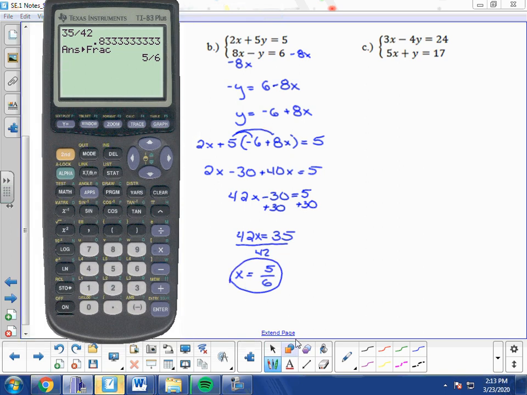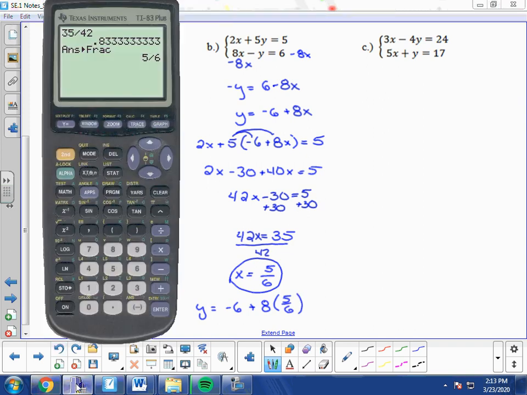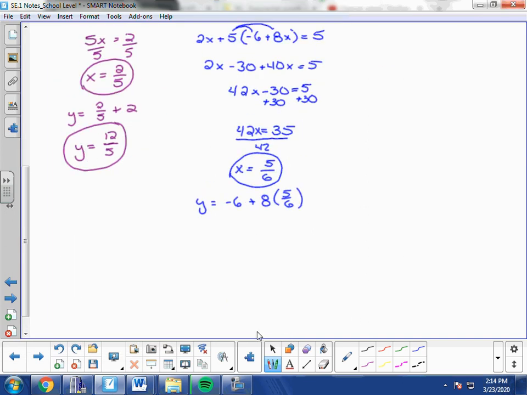Now, if I want to figure out y, I can take this x and put it back into that equation. So y equals negative 6 plus 8 times 5/6. And we can do that in the calculator. So negative 6 plus 8 times 5/6 gives me another decimal. I can turn that into a fraction. So y equals 2/3.